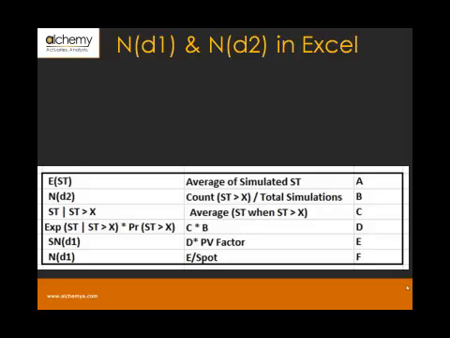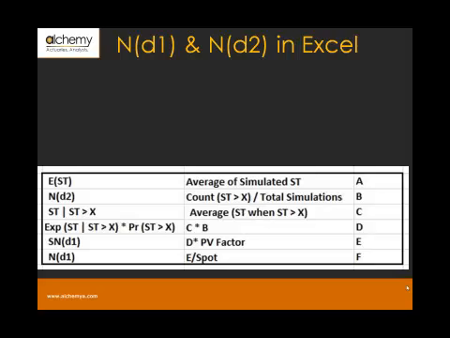Expectation of ST is simply the average of all simulated terminal stock prices. If I generate a path using Monte Carlo simulation, and that path has 51 steps, the value of S at the 51st step will be ST for one single iteration. If I repeat the Monte Carlo simulation 10 times, 20 times, 30 times, or 100 times, I will store the value of ST each time, and then simply take the average. I call this E of ST, or expectation of ST, and I will label this as A.